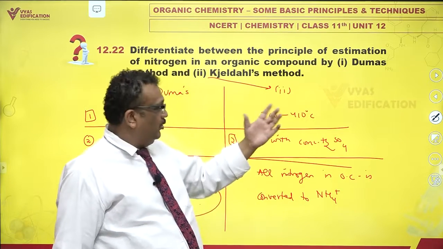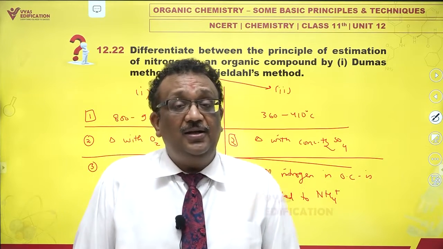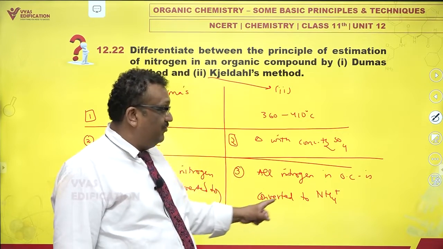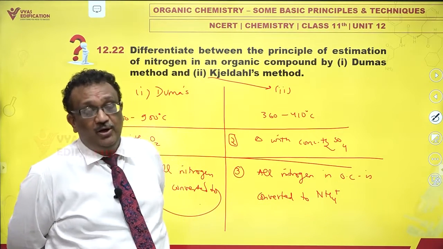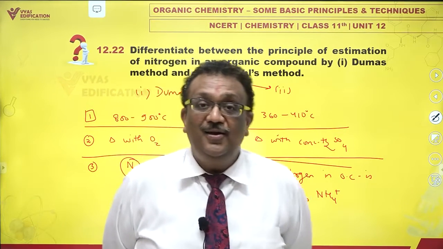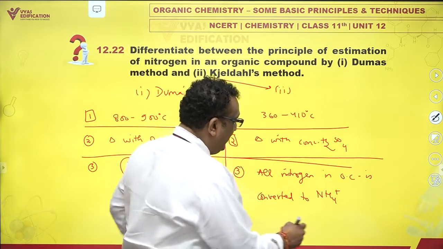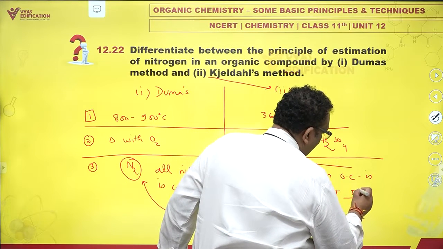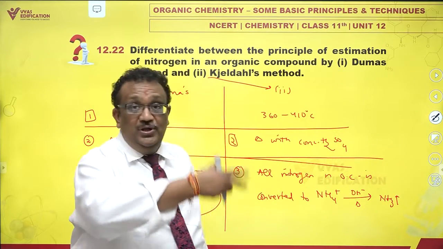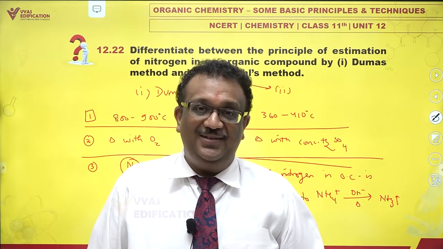What happens here? Take the organic compound, heat it with concentrated sulfuric acid, and that heating oxidizes the organic compound and breaks it down, and all the nitrogen is converted to ammonium. Within the organic compound, if there is a nitrogen atom, it is converted to NH4+. Then you add an excess of NaOH to this mixture and boil it. So this NH4+, if you add OH- and boil, is released as ammonia. And this ammonia gas which is liberated is then trapped into a known quantity of acid.